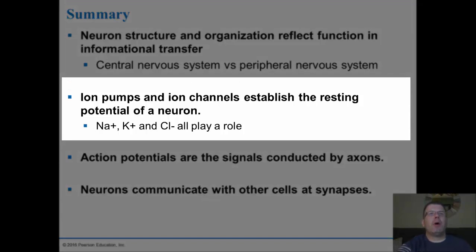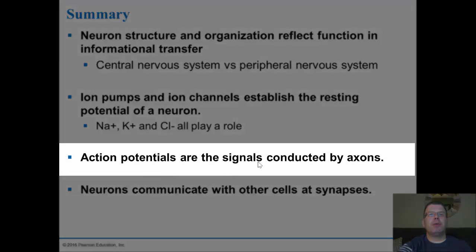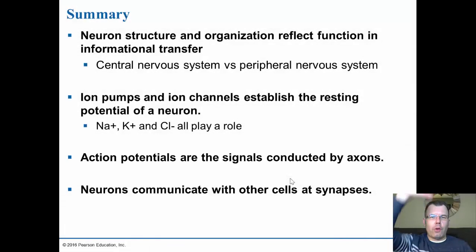Again, with the ion pumps and the ion channels establishing the resting potential of the neuron, sodium, potassium, and chloride all play a role in establishing that resting potential. Remember, that means positive on the outside of the membrane, negative on the inside. The negative proteins on the inside that can't leave also generate that negative charge. Action potentials are the signals conducted by the axons. When they get a stimulus that causes the sodium channels to open, it causes a change in the membrane potential. So now the outside becomes negative, the inside becomes positive, and that's going to send that signal down.